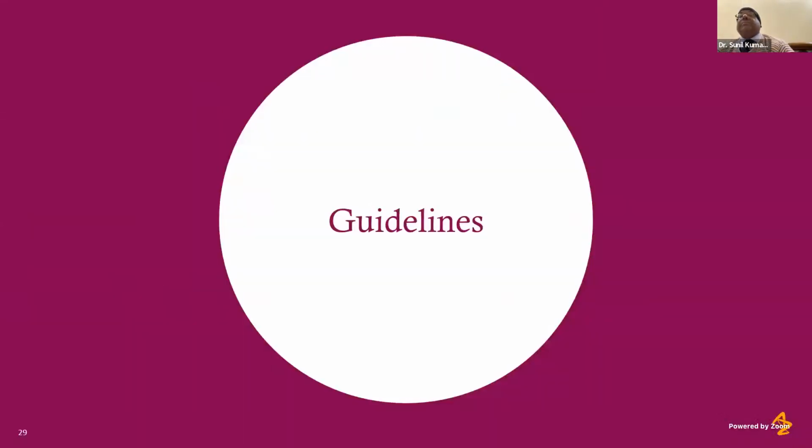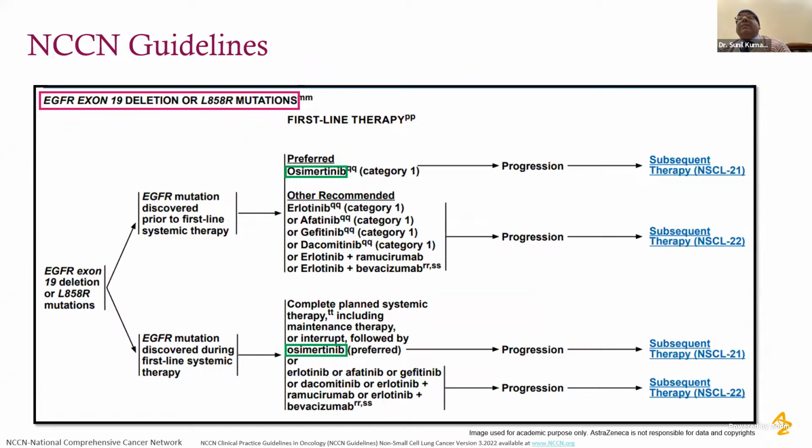Next slide, please. So what are the guidelines? We always believe that guidelines are the backbone, and we always believe that we will follow the guidelines, so there is no trouble from a medico-legal point of view. So what are the guidelines? Just next slide, please.